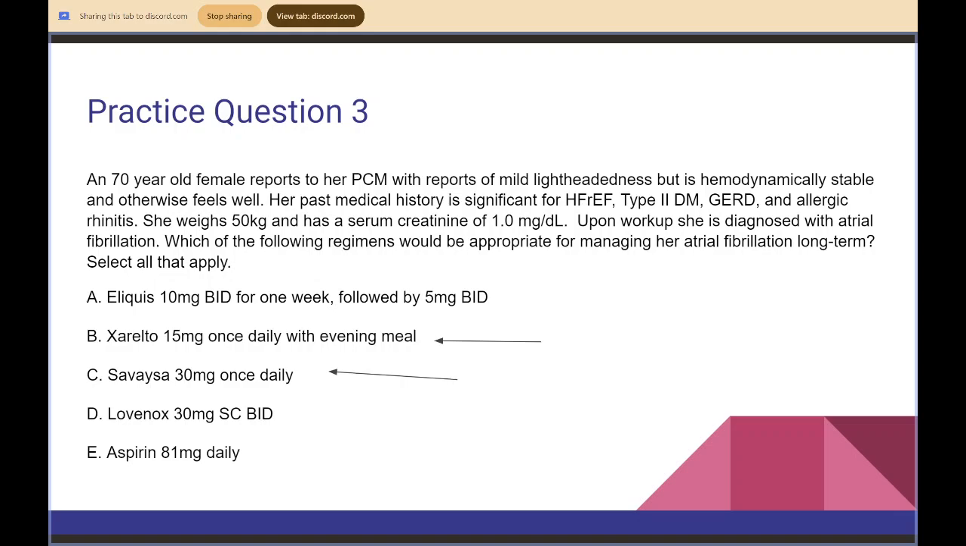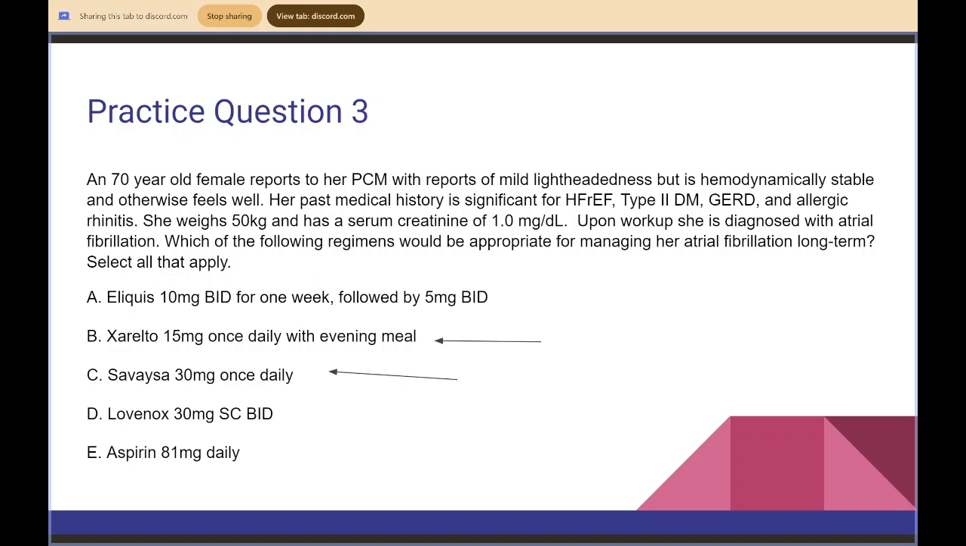A is incorrect because this is the dosing for newly diagnosed DVT or PE, not AFib. Choice D is incorrect because this is the prophylaxis dose for VTE, not the treatment dose for AFib. Aspirin therapy is not indicated because this is not an anticoagulant. So B is correct due to the renal dosing, as well as C being the correct renally dosed edoxaban.